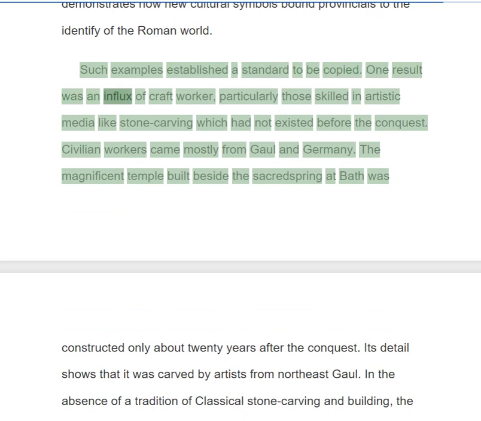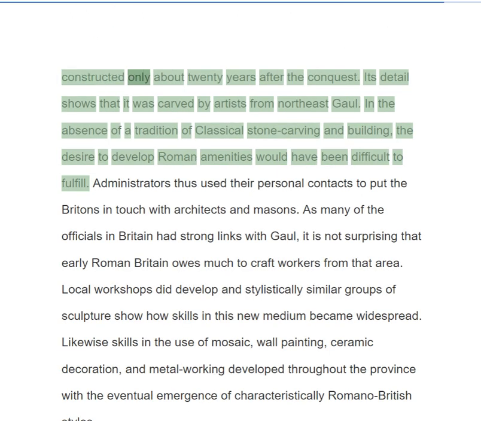One result was an influx of craft workers, particularly those skilled in artistic media like stone carving, which had not existed before the conquest. Civilian workers came mostly from Gaul and Germany. The magnificent temple built beside the sacred spring at Bath was constructed only about 20 years after the conquest. Its detail shows that it was carved by artists from northeast Gaul.